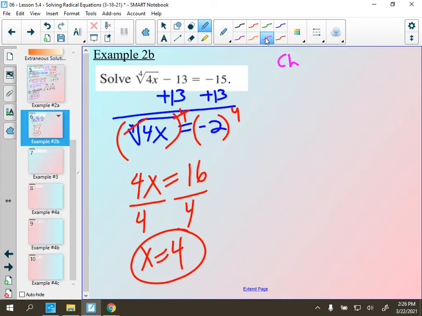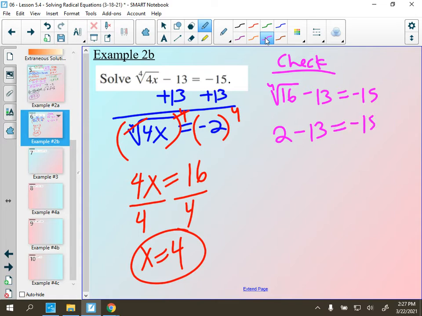When I go back and check this, 4 goes in here. 4 times 4 is 16. So now I'm looking at the fourth root of 16 minus 13 is supposed to equal -15. Well, the fourth root of 16 is 2. 2 minus 13, wait a minute, hold on now. 2 minus 13 is -11, not -15. So what's up? Did we screw up? No, we didn't screw up.